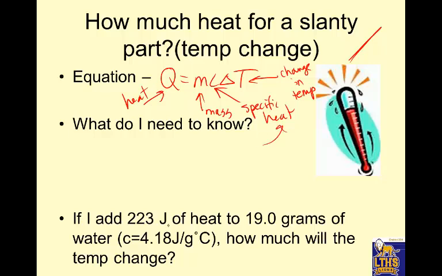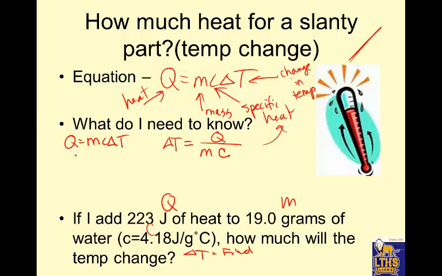So if you had 223 joules of heat, so that's your Q, to 19 grams of water, that's your mass. Here's your C, specific heat. How much will the temperature change? So you're finding delta T. So Q equals mc delta T. We're looking for delta T, so we need to know Q, M, and C. How did I do that? I brought the M and C over.